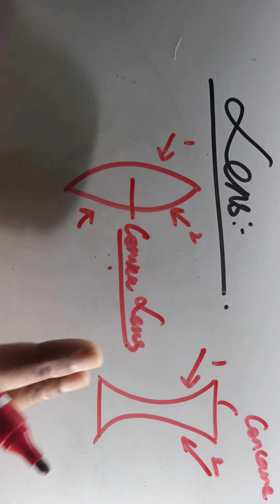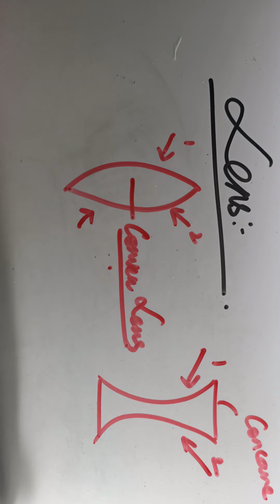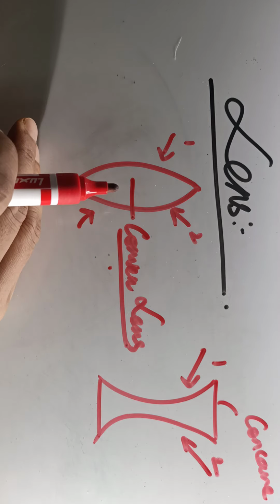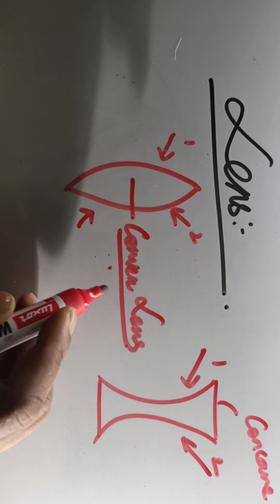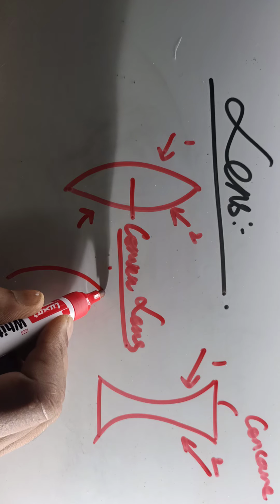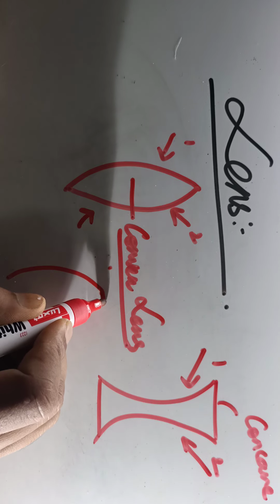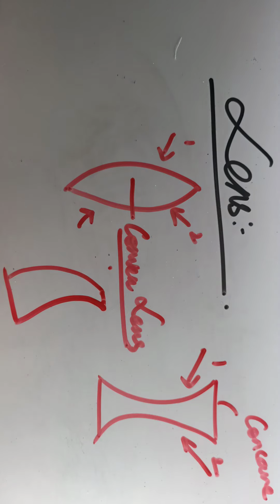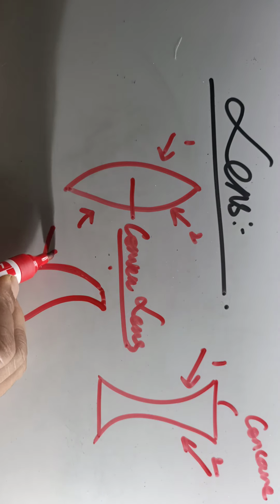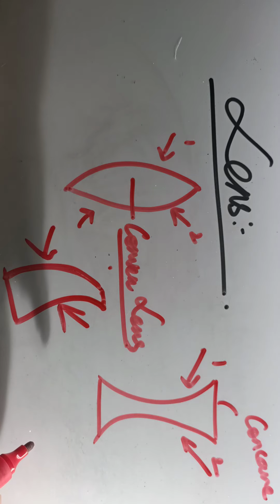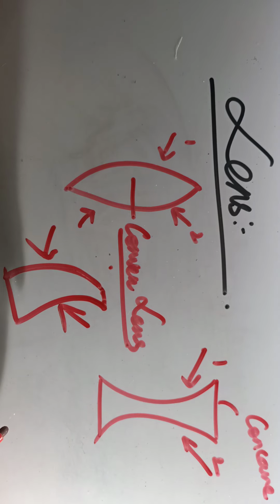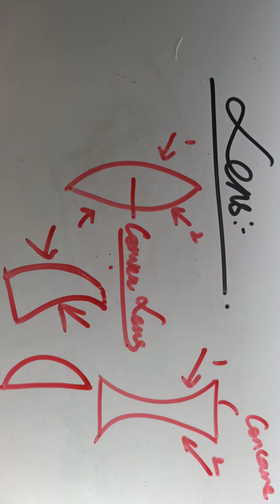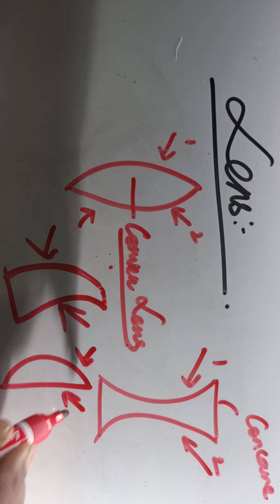But do you think there are only these two types of lenses? Sorry, we have more than this, right? We have convex lens, we have concavo convex, right? When I say concavo convex, that means one surface is, let's say, something like this, where one surface is convex and the other surface is concave, so it will be called a concavo convex. We have plano convex. This is plano convex, where one side is convex and the other one is plane.